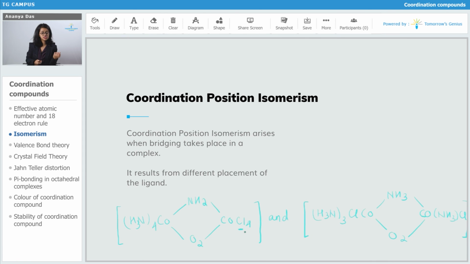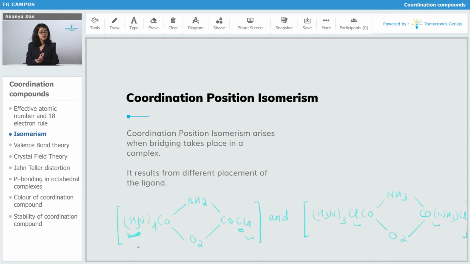Here there were 4 Cl and here there were 4 NH3. Now in the coordination position isomer, what has happened is that one of the Cl from this has moved towards this cobalt atom, and one of the NH3 from this cobalt atom has moved towards this cobalt atom. Similarly, more coordination position isomers can arise from this, that is, 2 of the chlorine atoms can move to this side and 2 of the NH3 can move towards this side, 3 of the chlorine can move from this side and 3 of the NH3s can move from this side. So there will be many more coordination position isomers of the same complex.